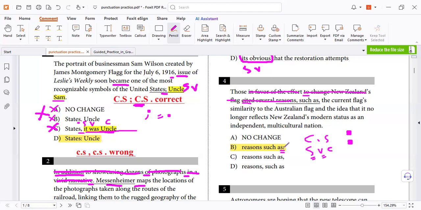So before the colon, I don't find a sentence. So the rule for the colon is not met. Again, comma, "such as" is a preposition. That's why I must know the prepositions. Again, "such as the current flag similarity to and the idea that". So it's a phrase.